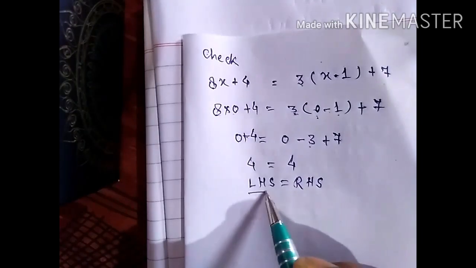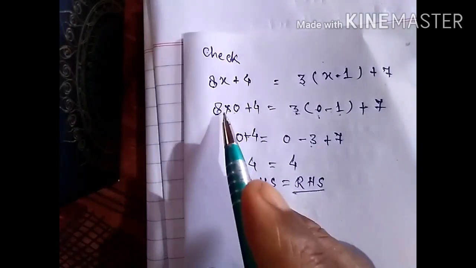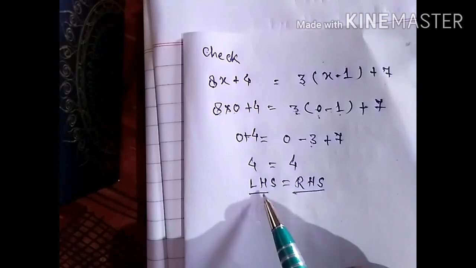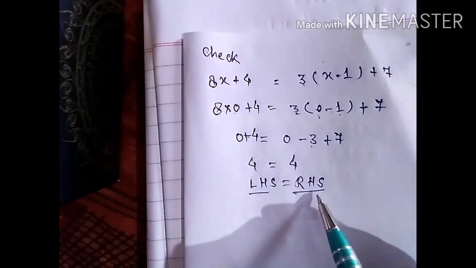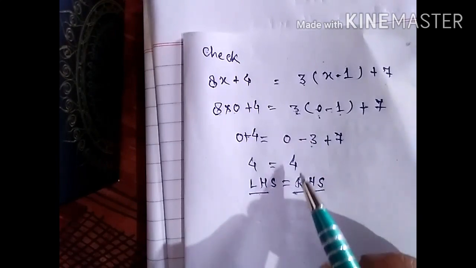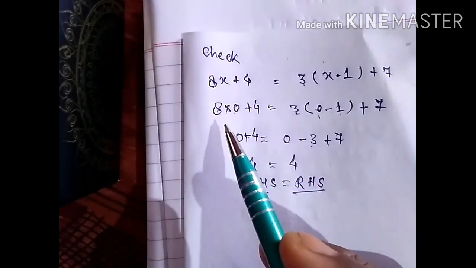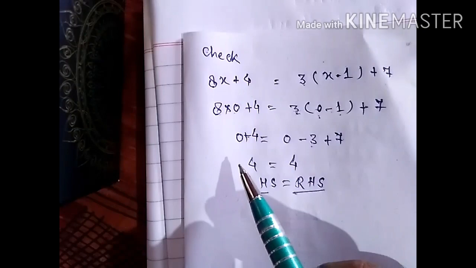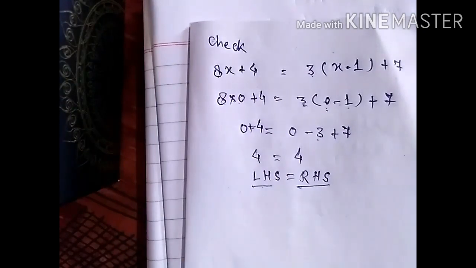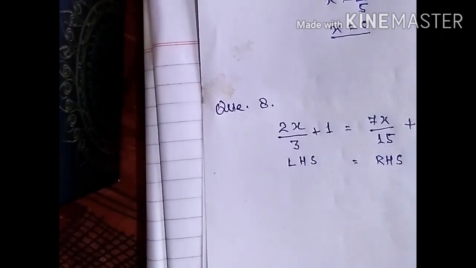After putting the value of the variable, that is x is equal to 0, we find that left hand side is equal to right hand side. Therefore, our solution is correct here, student. So the value of x is 0 in this equation. So now we have to solve the next question, student, and that is question number 8.